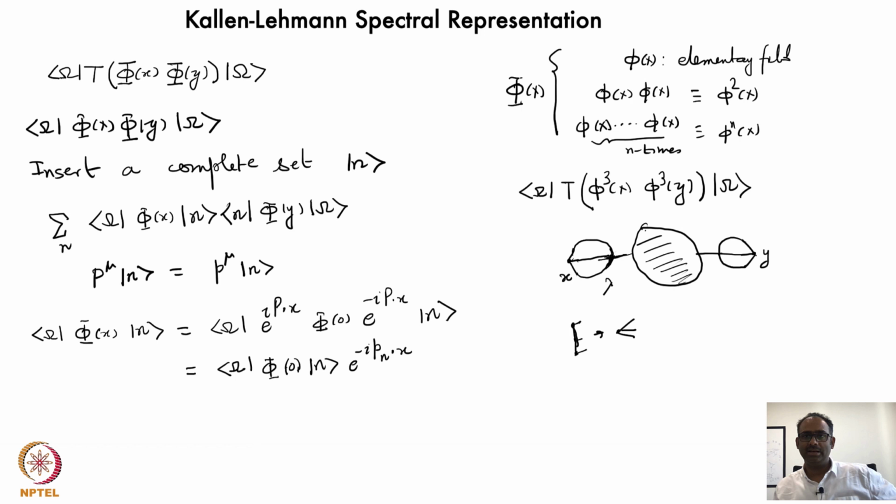And the same thing you can do for this other vector, and phi of y omega is n phi of 0 omega e to the i P_n dot y, using the same argument. So what do I have then for this object?